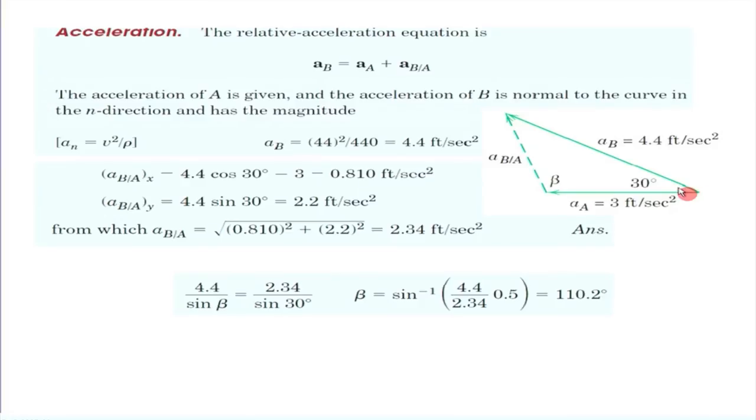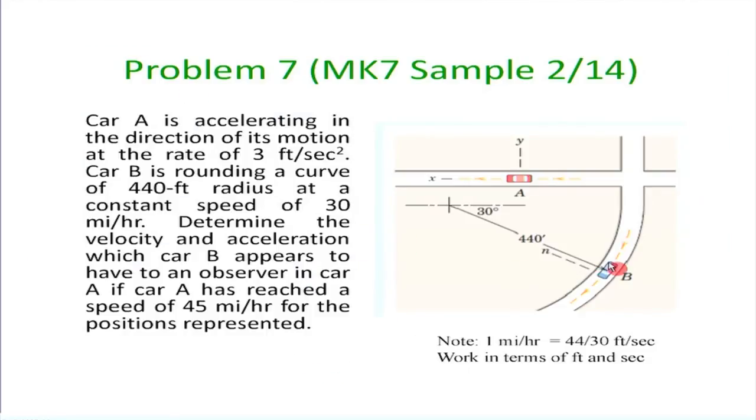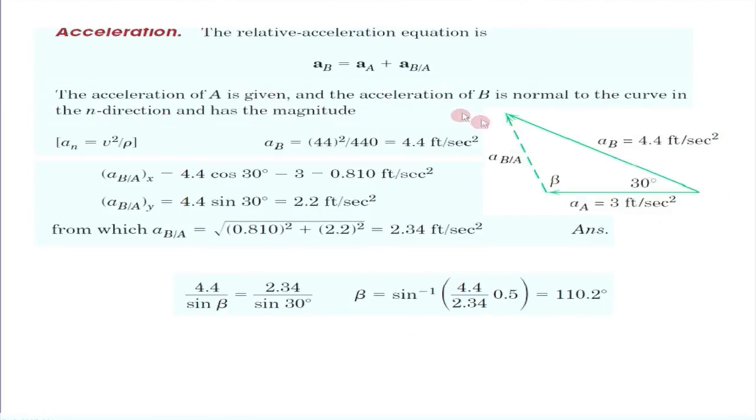And what is the direction? The direction will be exactly along this, and it will make an angle of 30 degrees with respect to the horizontal. Put that in. This is the acceleration of B. The acceleration of A is 3 feet per second squared, and what we have seen is that acceleration of B is nothing but acceleration of A plus acceleration of B relative to A.